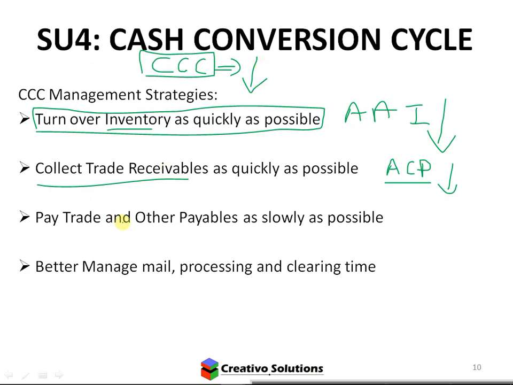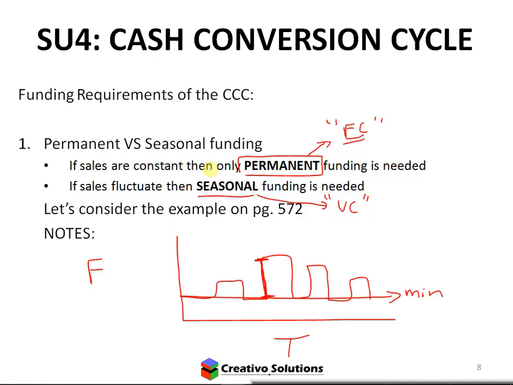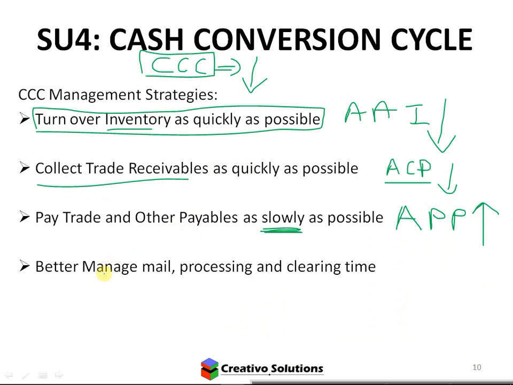Pay trade and other payables as slowly as possible. Again, there's theory. What variable does that affect? APP. If I make APP bigger, what happens to CCC? It should decrease, because the bigger that gets, you minus. If you minus a bigger amount, you make the answer smaller. Do you agree? That's how we approach it in terms of theory, relating the calculation to theory.